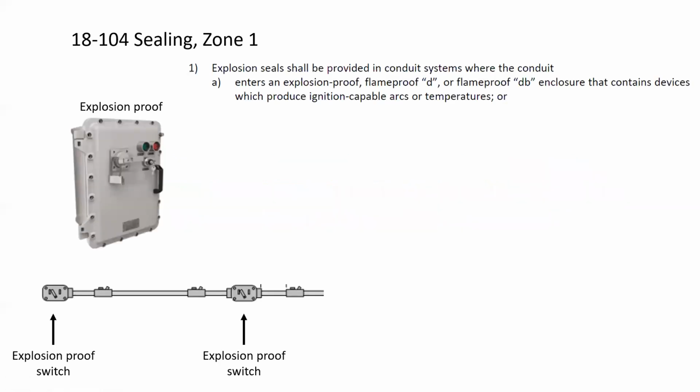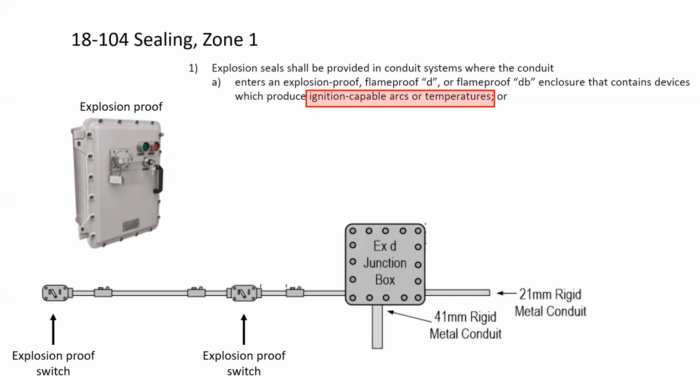Well, let's take a look at what the requirements are for sealing in a Zone 1 location. 18104, Subrule 1, Item A: explosion seals are provided in a conduit system where the conduit enters an explosion-proof, flame-proof enclosure that contains devices which produce ignition-capable arcs and temperatures. Ignition-capable means that when we look at this diagram, this is an explosion-proof switch that would produce arcs and high temperatures. Same with this one. Because of that, we need to have a seal on the rigid metal conduit, which is entering this explosion-proof enclosure.